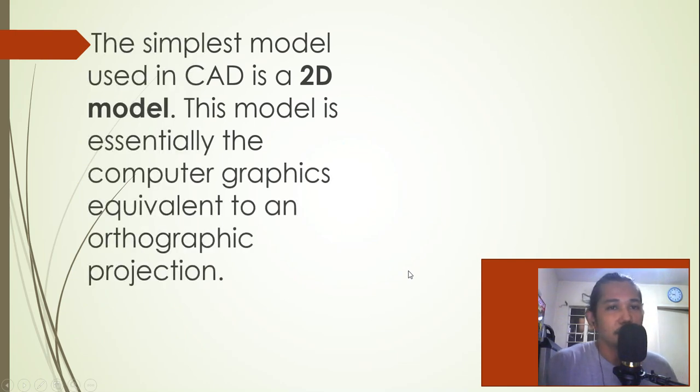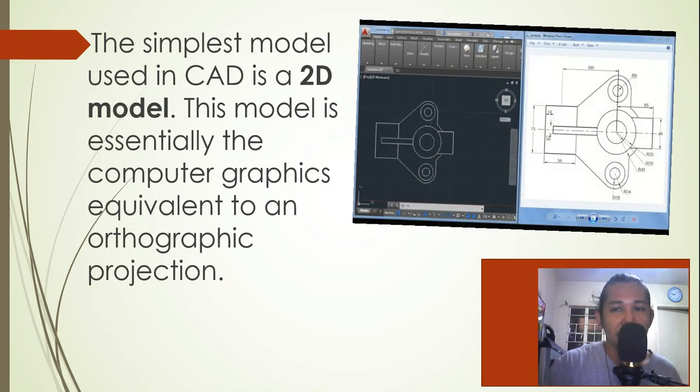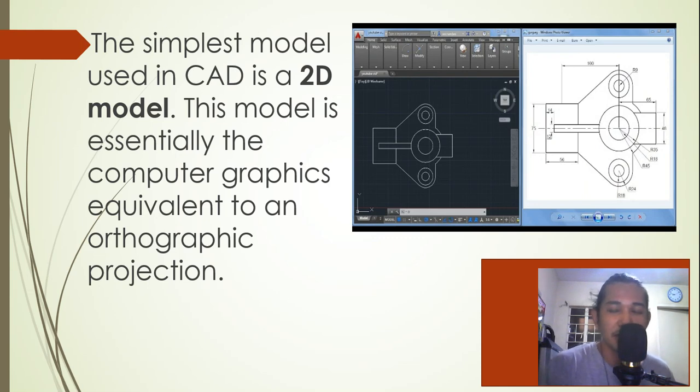Okay. The simplest model used in CAD. The simplest model na ginagamit namin sa CAD is what we call the 2D model. What is a 2D model? Yan. You can see on the picture, kung ano yung naituro sa inyo ni Mambatas, we call them 2D drawing. Okay, bakit 2D drawing?